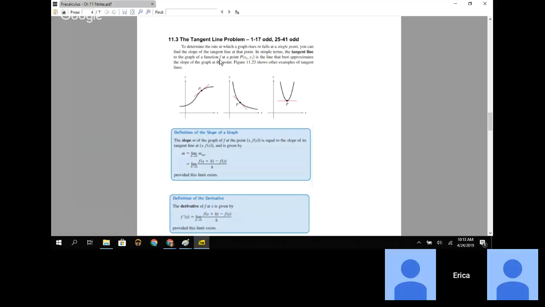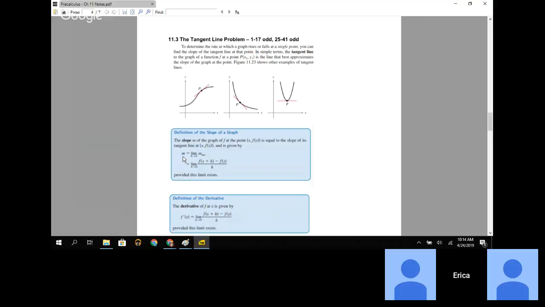So depending on what point you pick, the slope's going to be different, right? Obviously, if you look at this parabola, the slope here is going to be a negative slope on the left-hand side. It's going to be horizontal right here. And then we have a slope that's increasing as we go up the parabola. So it changes over time. Okay. So the big idea is that if we want to find the slope m of a graph of a function at any point, it is equal to the slope of the tangent line and is given by this equation.